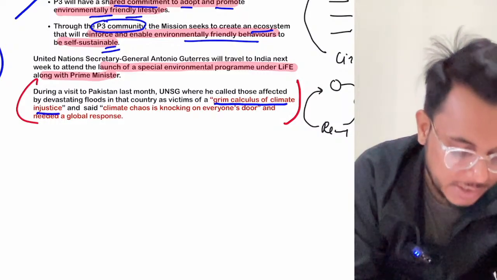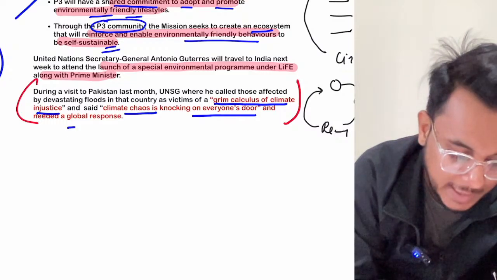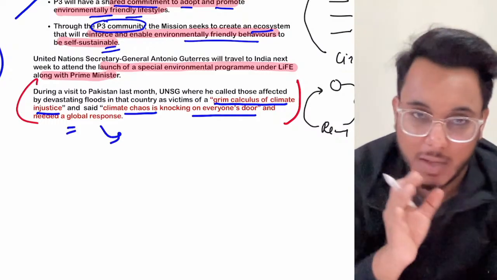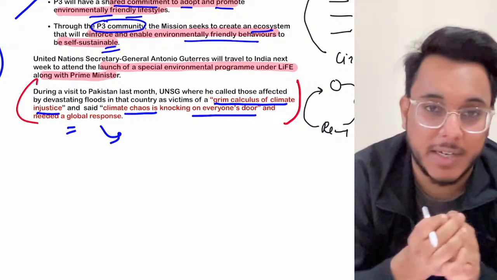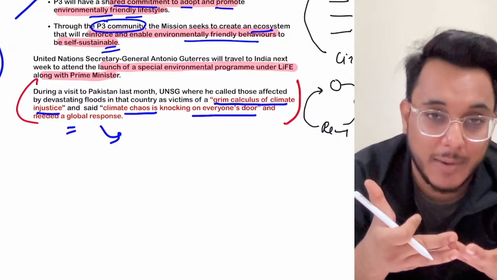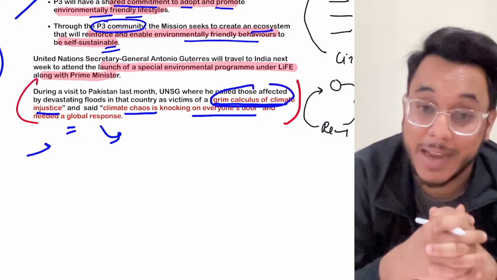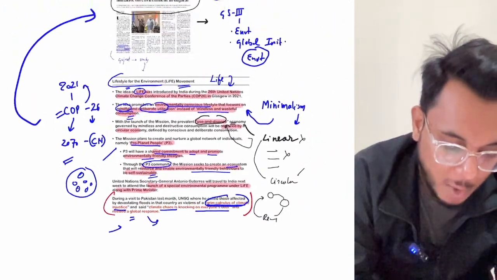of climate injustice, and this is climate chaos which is knocking on everyone's door, and it needs a global response. So basically the United Nations Secretary General said that Pakistan's flood was an environmental disaster, a grim calculus of climate injustice that is happening, and we need to deal with that. Okay, so now he is going to visit.